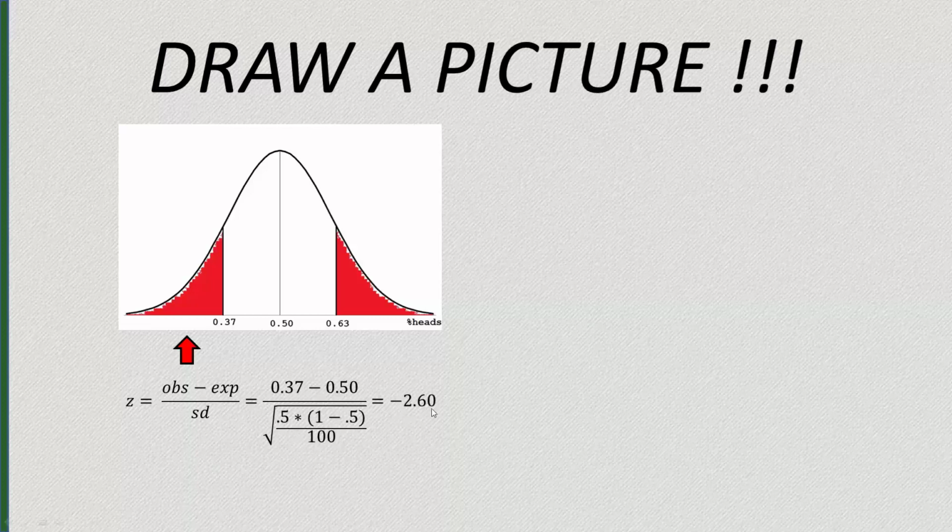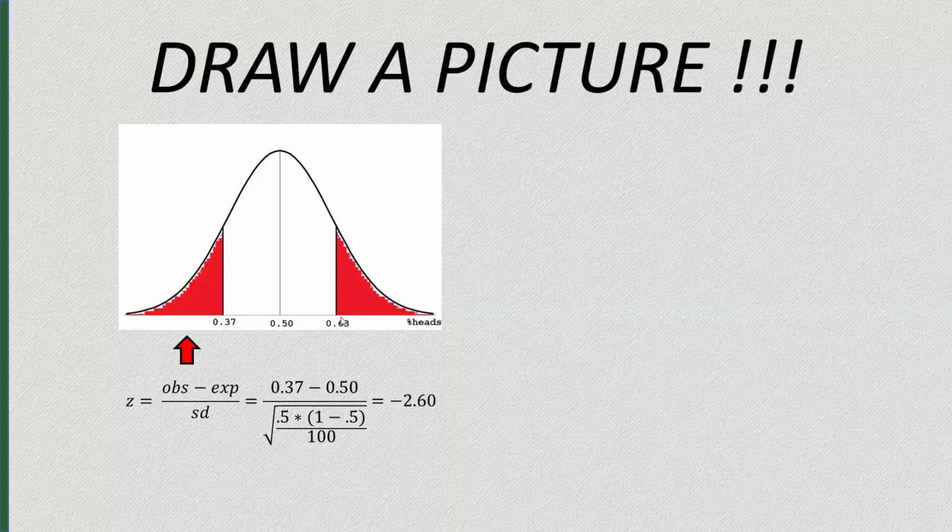Compute this z-score, we get minus 2.6. In other words, this point right here is 2.6 standard deviations below the mean, and this point here is 2.6 standard deviations above the mean. This is our test statistic.